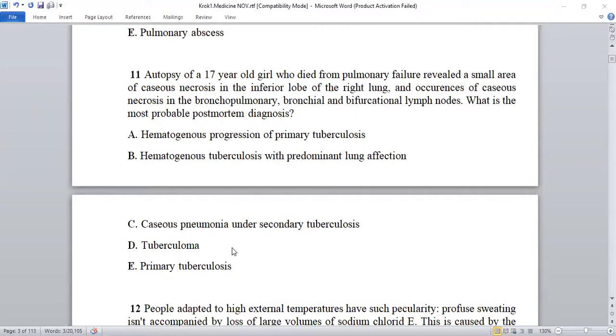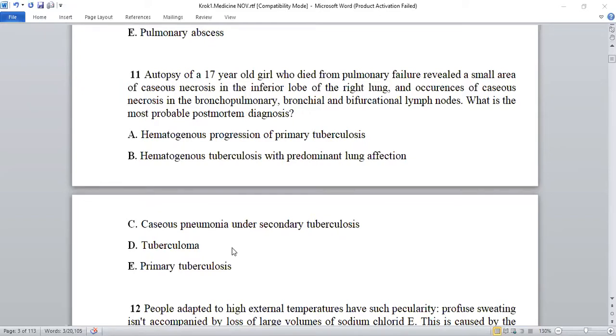So Ruth, can you please read question number 11 for us? Okay, autopsy of a 17-year-old girl who died from pulmonary failure revealed a small focus of caseous necrosis in the inferior lobe of the right lung, and an occurrence of caseous necrosis in the bronchopulmonary, bronchial, and bifurcational lymph nodes. What is the most probable post-mortem diagnosis?